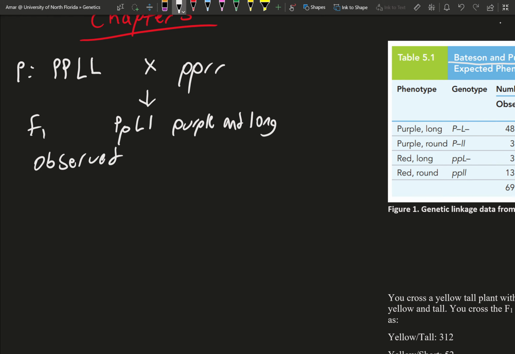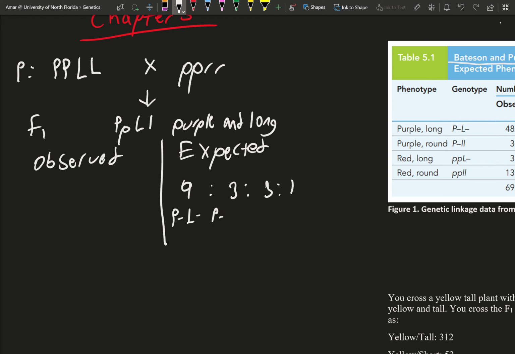Observed versus expected. What we expect to see in the F2, if we cross the F1 together, is a 9:3:3:1 ratio, where this is big P, big L, this is big P, little l, little p, big L, and then little p, little l. So this is what we expect to see, but what they found was a completely different ratio in the F2 with Bateson and Punnett.